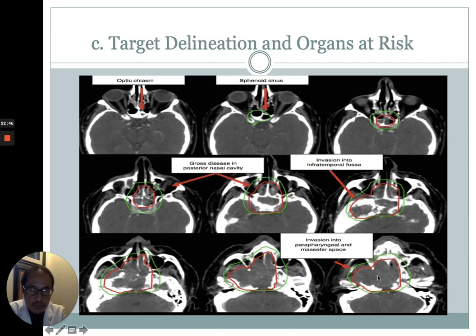Okay. Then after that, we would also be delineating the organs at risk. So for example, for these patients, the organs at risk would be the eyes, the optic nerves here, and of course, the brain. So we will have to delineate also those areas.